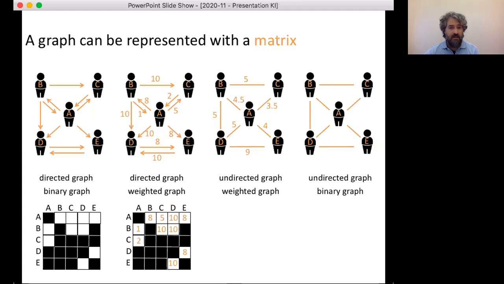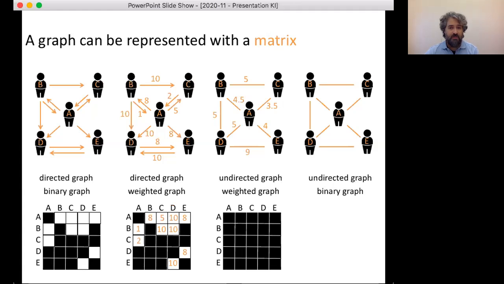Then we can take the undirected version. How will it look? Well, the point is this: in an undirected graph, if A is connected to B, also B is connected to A, so it will always be perfectly symmetric. And also the weights are symmetric. That's a signature of the fact that this is undirected.